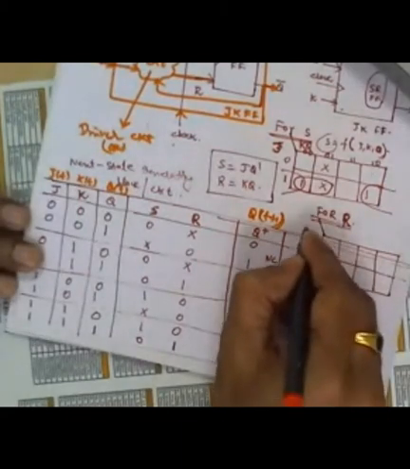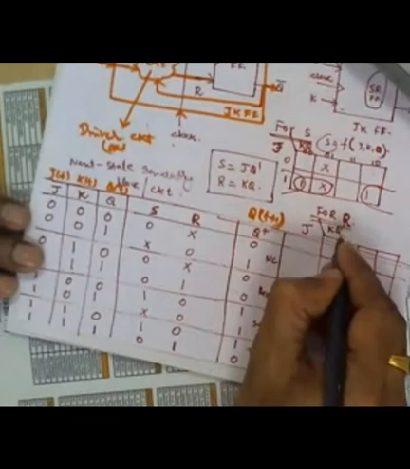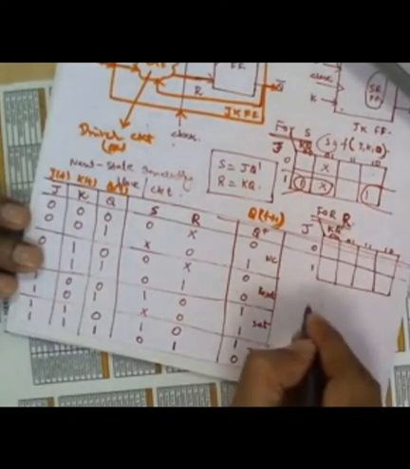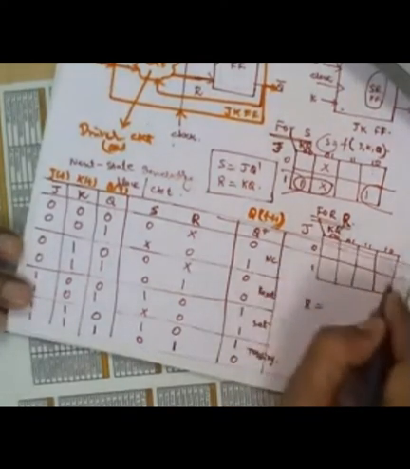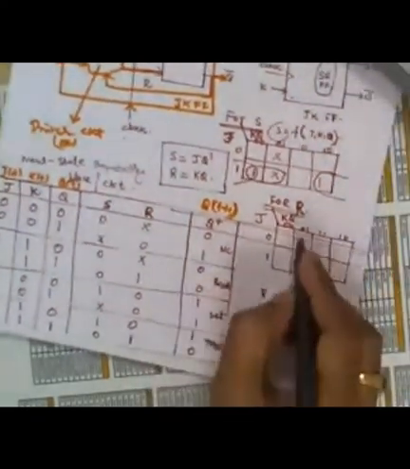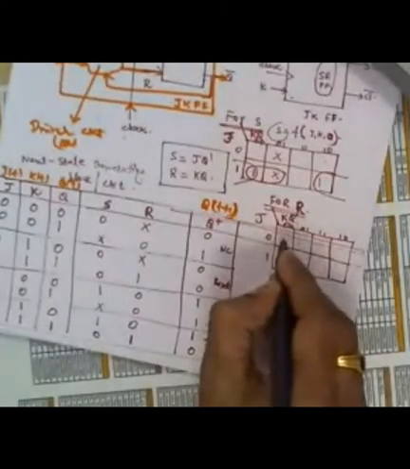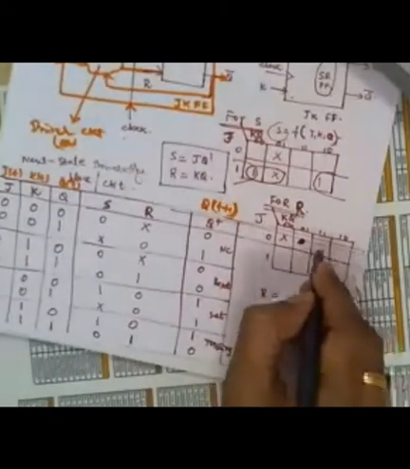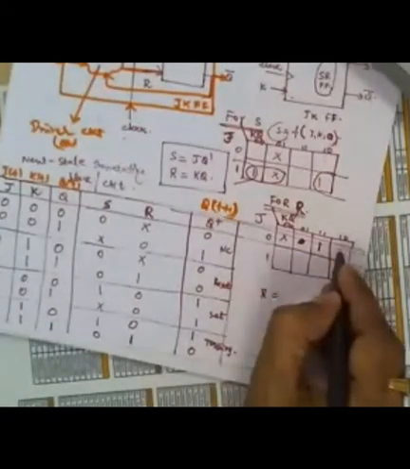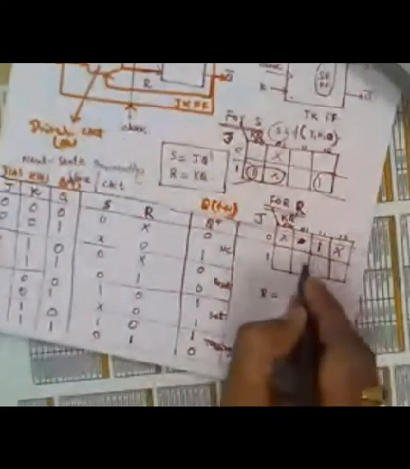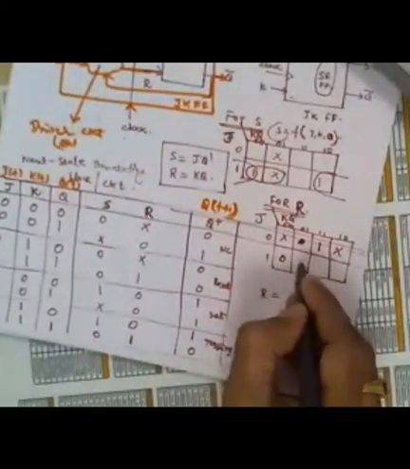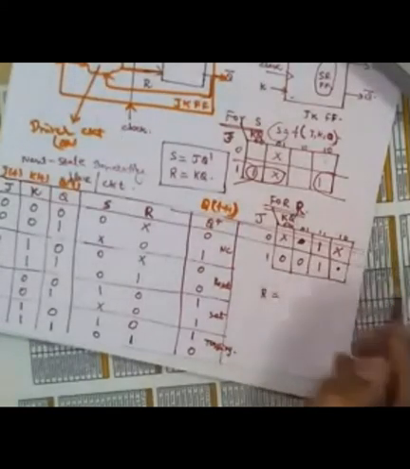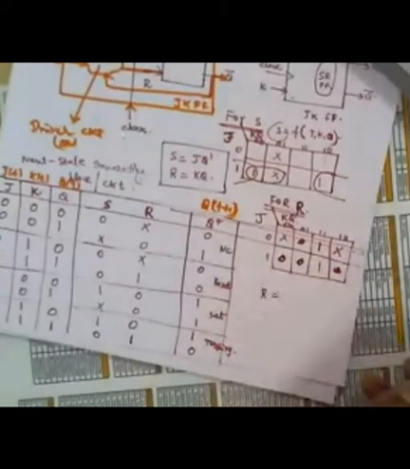So here again, J, K, Q: 0, 0, 0, 1, 1, 1, 1, 0, 0, 1. Here R equals what? For this table, tell me the values. Don't care, X. 0, 0. Next, 1, 1, don't care. Don't care, 0, 0, 0. 0, 1, 1, 0, 0. Okay, leave it. Then you group them now.